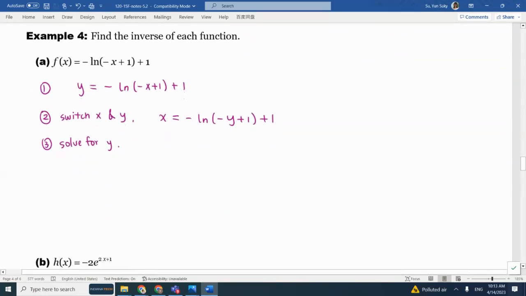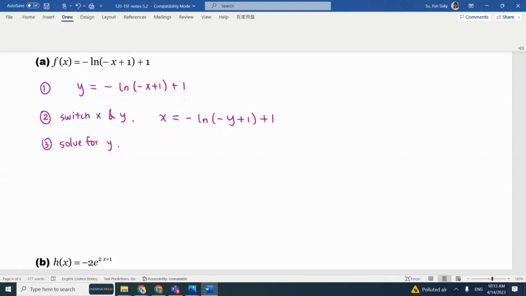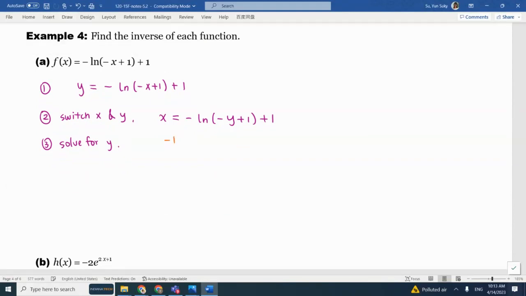And then yeah, so we subtract 1 on both sides, right? We have x minus 1 equals minus ln of minus y plus 1. So in this process, you must be very clear what you are doing. We want to isolate the y, so we want the y on one side by itself. We want to get rid of the 1, so we subtract 1. This is an addition. That's why you subtract 1.